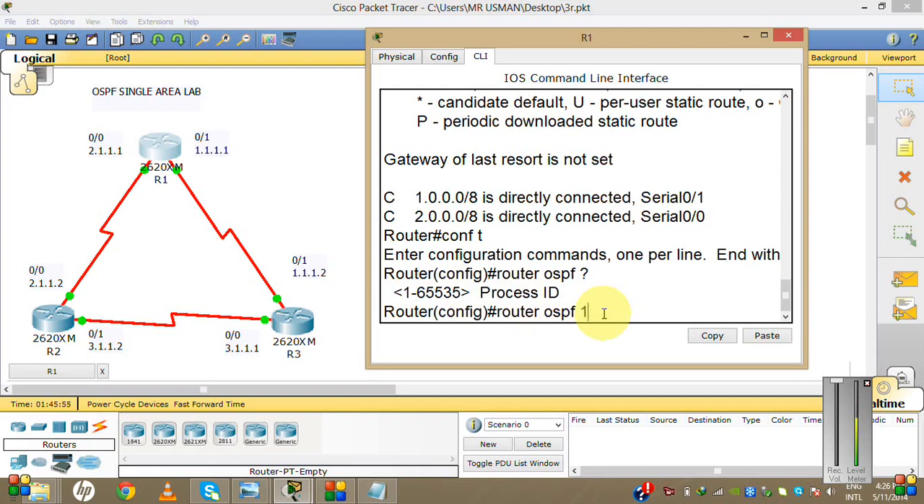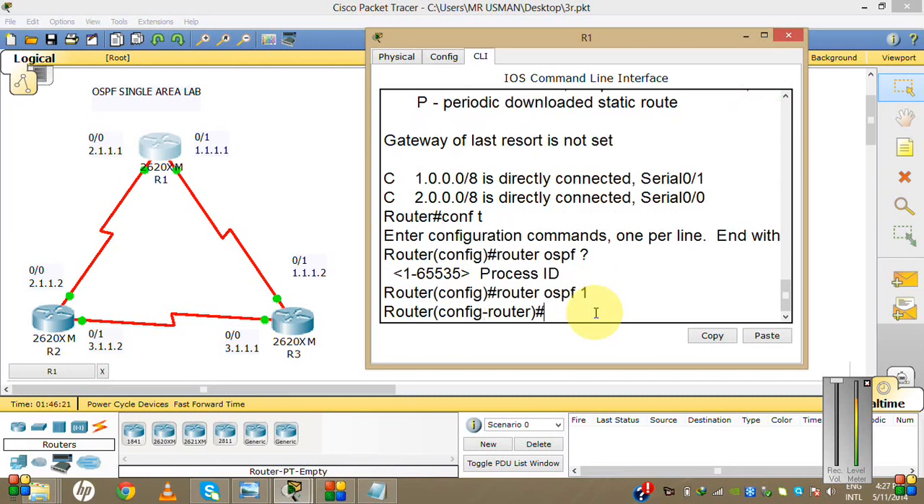And keep in mind that OSPF configurations having different process IDs can't communicate to each other by default, so you should keep in mind to hold the same process ID number in all our routers. So router ospf 1, enter.